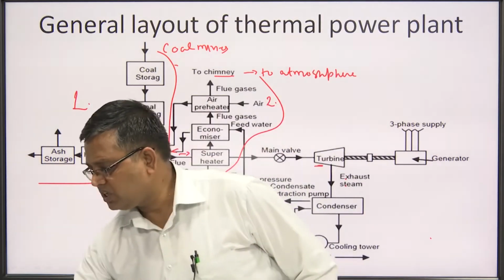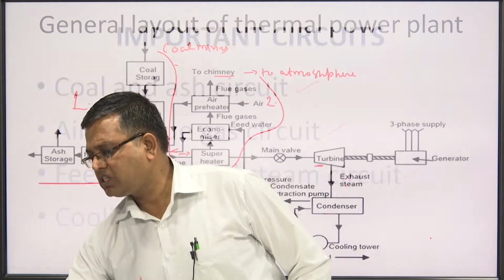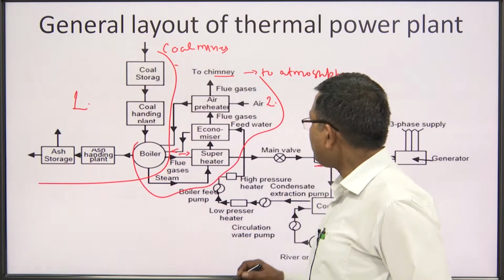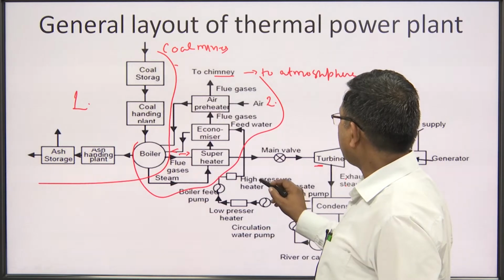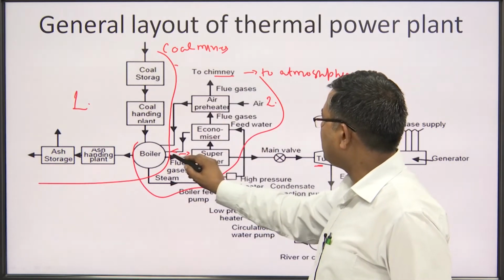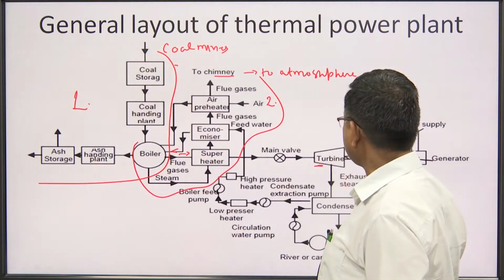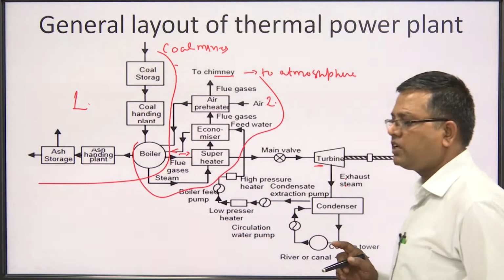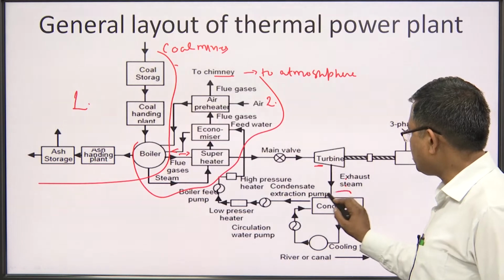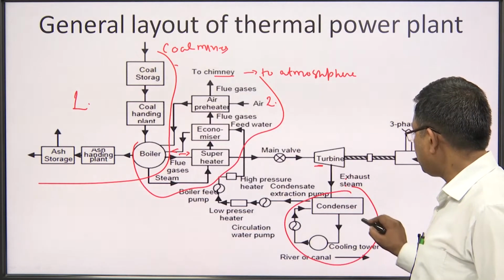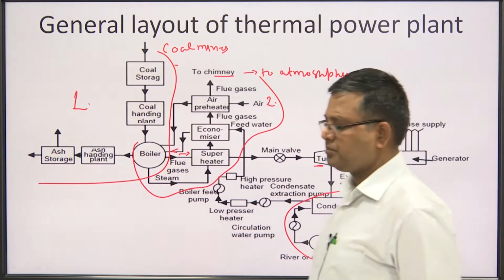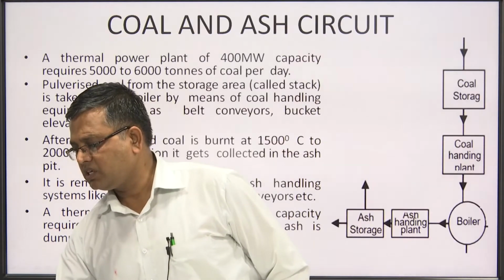Number 3 you can see is the feed water and steam circuit. So, feed water is fed through the economizer, through the boiler, and steam passes through this. This is the third circuit, and the fourth circuit is the cooling water circuit. So, the fourth circuit is this one, right. We will discuss all these here.